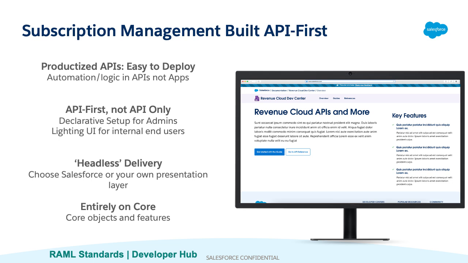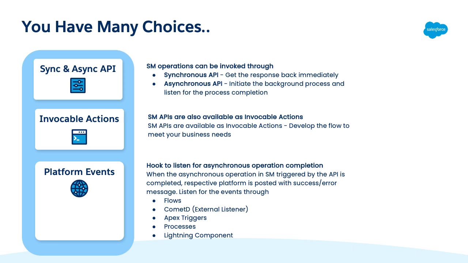We have used existing and new core objects to support subscription-related use cases. This will give you all the latest and greatest features of the platform right from the beginning of using the product. Subscription management has synchronous and asynchronous APIs to support different use cases. For example, creating an order is a synchronous operation, but generating billing schedules is an asynchronous one. Most of these APIs are available as invocable actions as well.